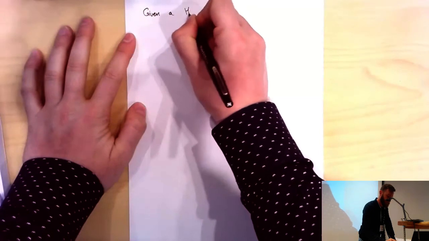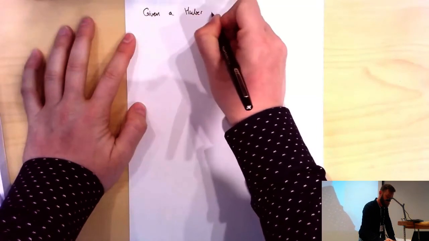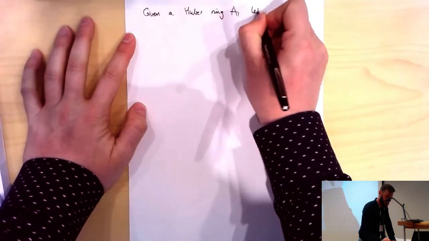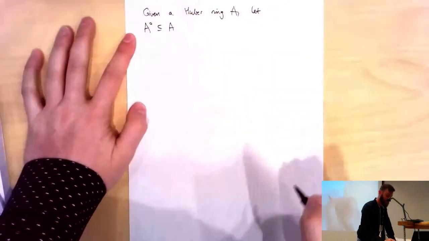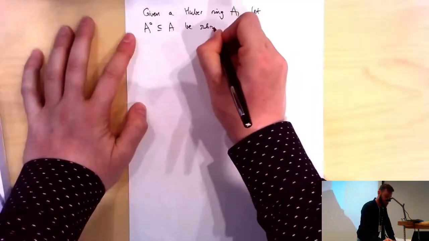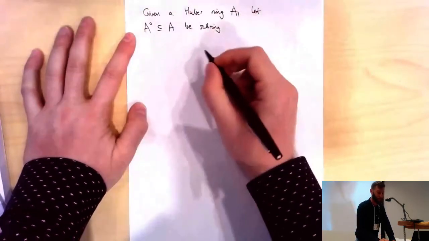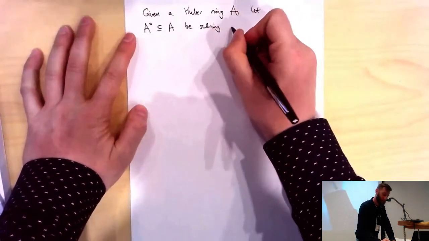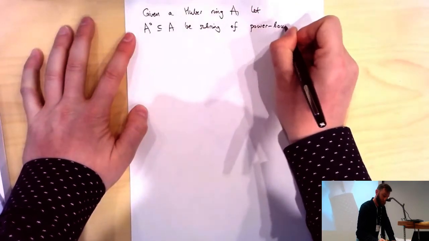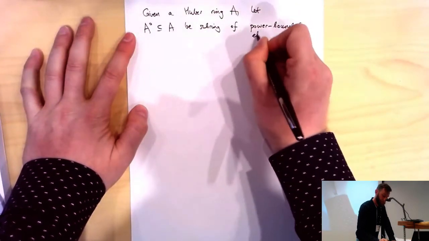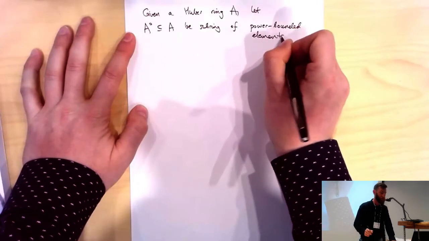Say, given a Huber ring A, let A⁰ in A be the subring, A upper zero, or upper circ, of power-bounded elements. All right, this notation came up in Peter's talk.